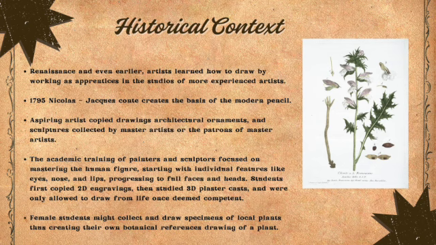The academic training of painters and sculptors focused on mastering the human figure, starting with individual features like eyes, nose, and lips, progressing to full faces and heads. Students first copied 2D engravings, then studied 3D plaster casts, and were only allowed to draw from life once deemed competent. Female students might collect and draw specimens of local plants, thus creating their own botanical references. Drawing of a plant.